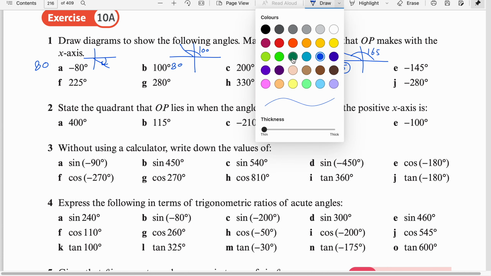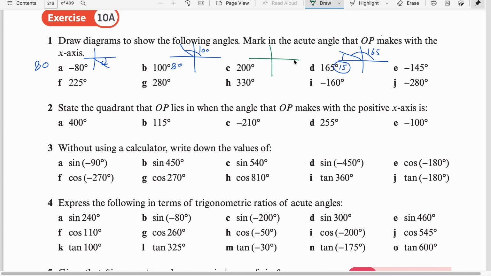Now you'll solve C part. It is 200, so moving anti-clockwise, it appears here. And what will this acute angle be? 20 degrees, right? Negative 145. So it moves in the clockwise direction. It ends here. So if it is 145, what would this be? 35, right.